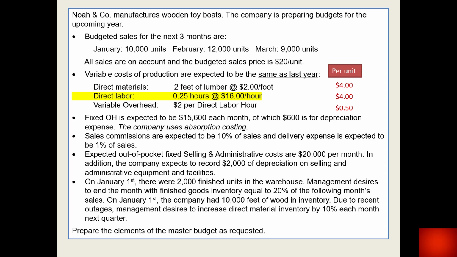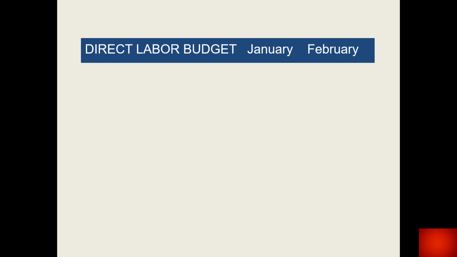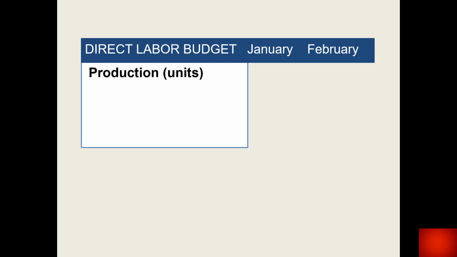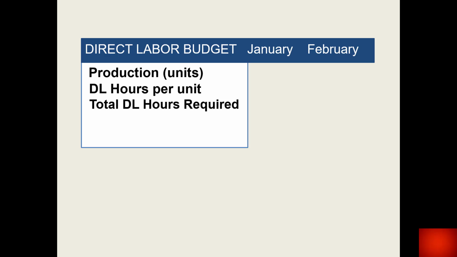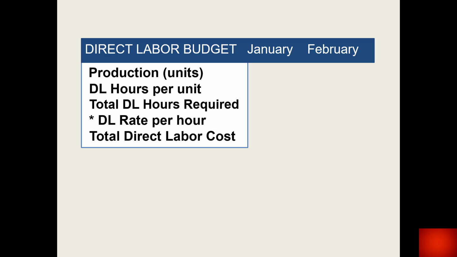Next up is the direct labor budget, which will also be based on production. Remember that each unit produced will take a quarter of an hour at $16 per hour. We'll calculate this for both January and February. We'll take production in units. We'll multiply by the number of direct labor hours required per unit. That will tell us the total direct labor hours required. We multiply by the direct labor rate per hour, and that will tell us our total direct labor cost that is budgeted.